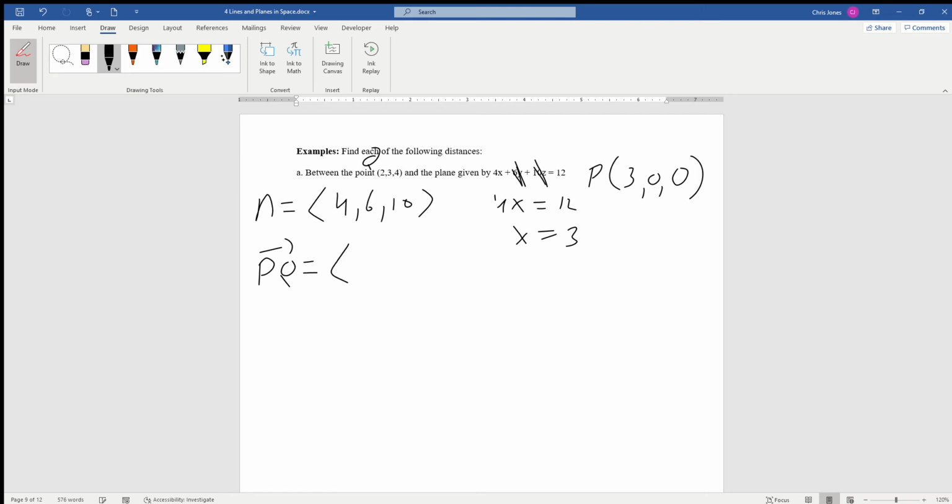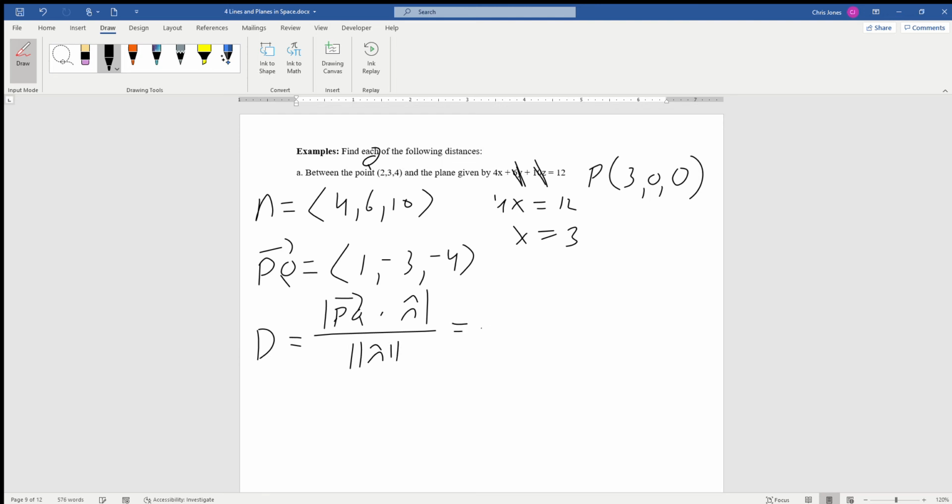And then the vector PQ is going to be equal to 3 minus 2, which is 1, 0 minus 3, which is negative 3, and 0 minus 4, which is negative 4. At this point, now we can use our formula. Remember, to find our distance, it's the absolute value of vector PQ dot vector n, and we're going to divide that by the magnitude of n.